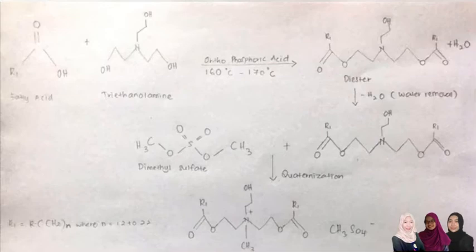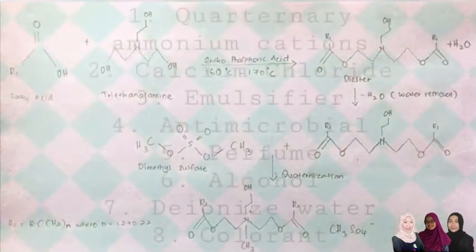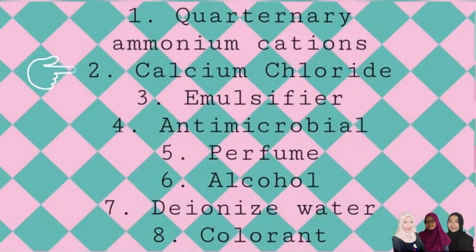The next reaction is called the quaternization reaction, in which fatty acid from diester is reacted with an alkylation agent such as dimethyl sulfate to produce a quaternary ammonium cation. The second ingredient is calcium chloride. This water-absorbing crystal stops quats from clumping into fatty globules. Calcium chloride draws water out of them by osmosis, keeping the glue flowing smoothly.